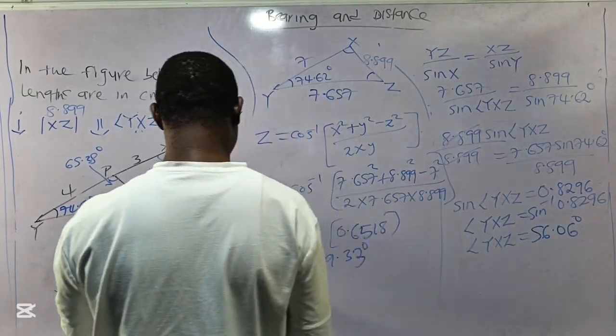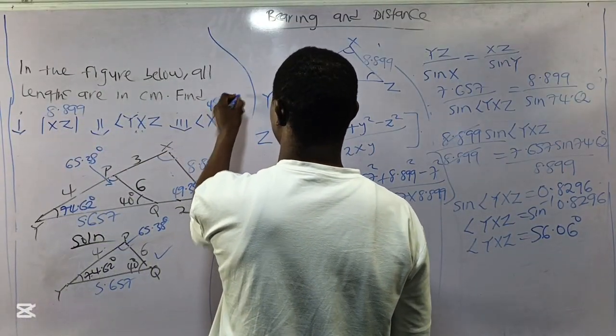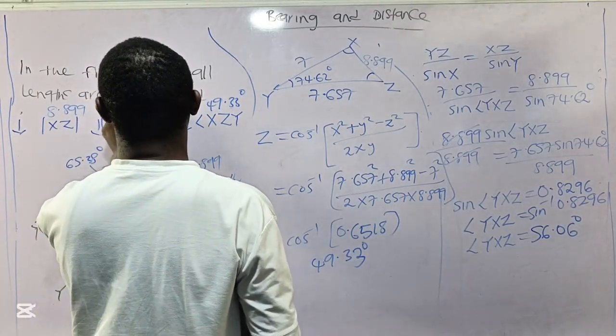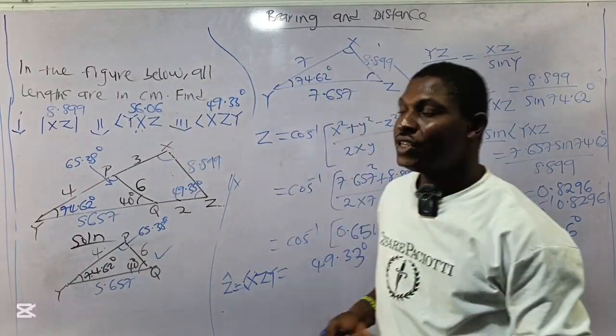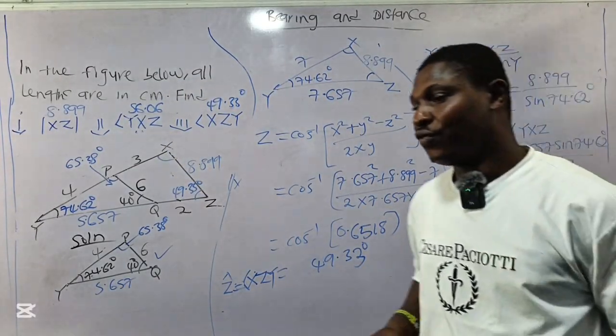So my angle SZY is 49.33 degrees approximately, and YXZ is 56.06 what? Degrees. So this is the answer to our question. We can now start bearing and distance fully.